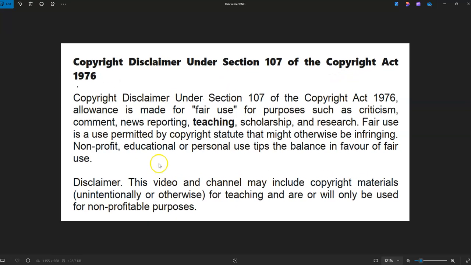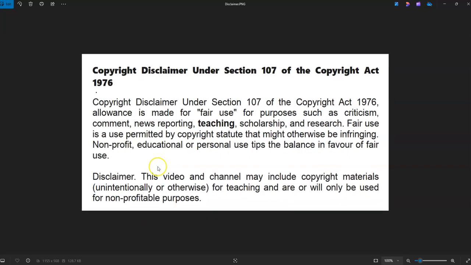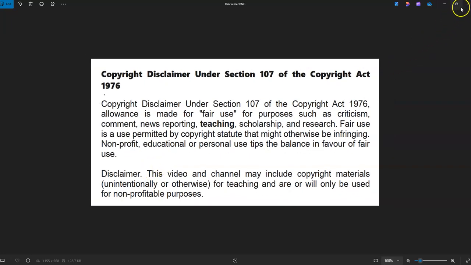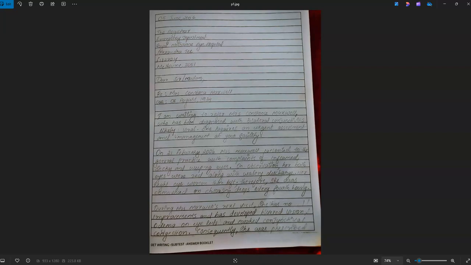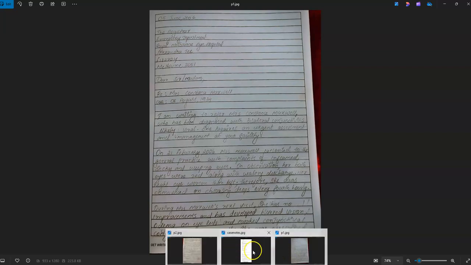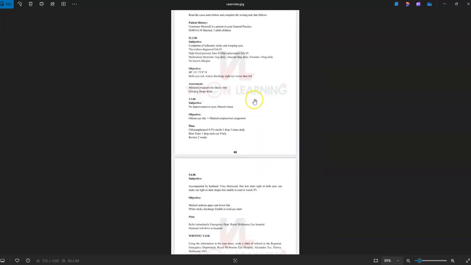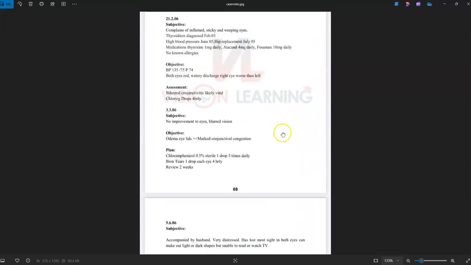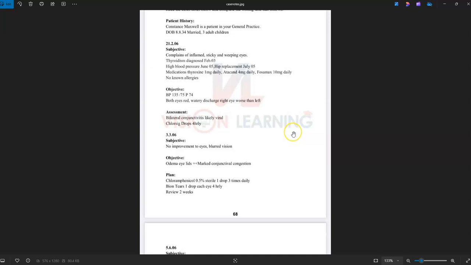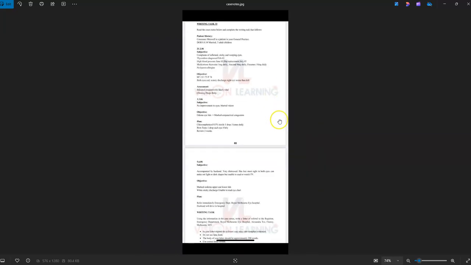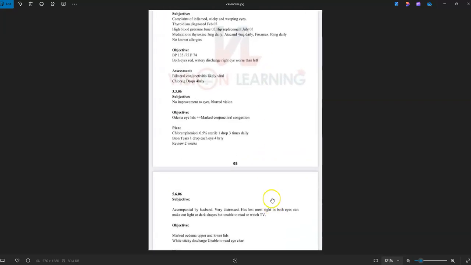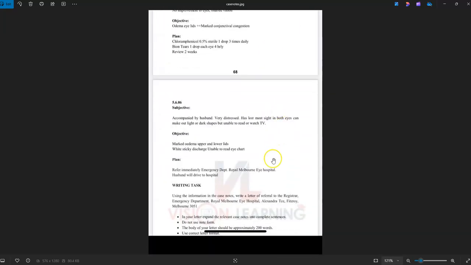So first of all then, copyright, fair use, you know the score. Get rid of that. Okay, so get the case notes up first. I don't know where this is from. Vision learning, as I said, fair use. I'm not making anything out of this, so let's have a look at the task then.